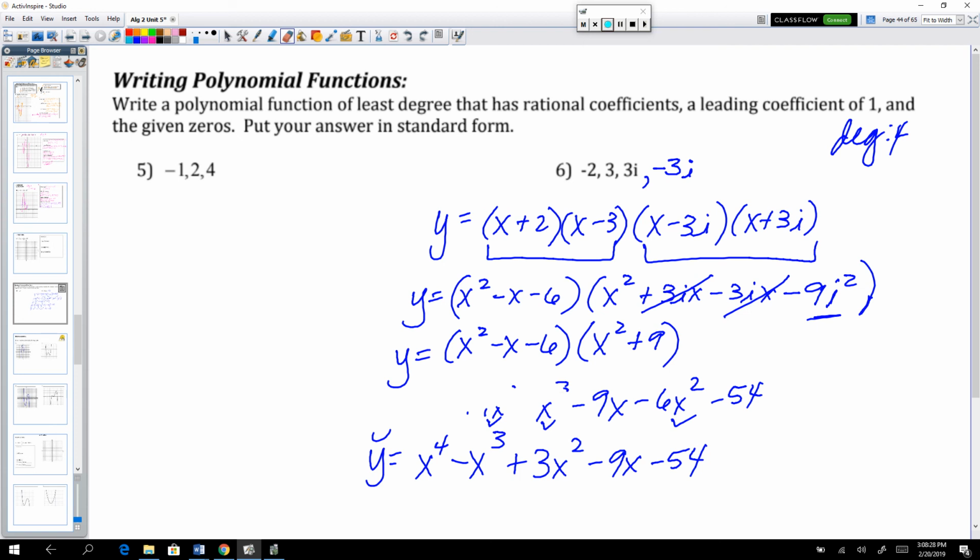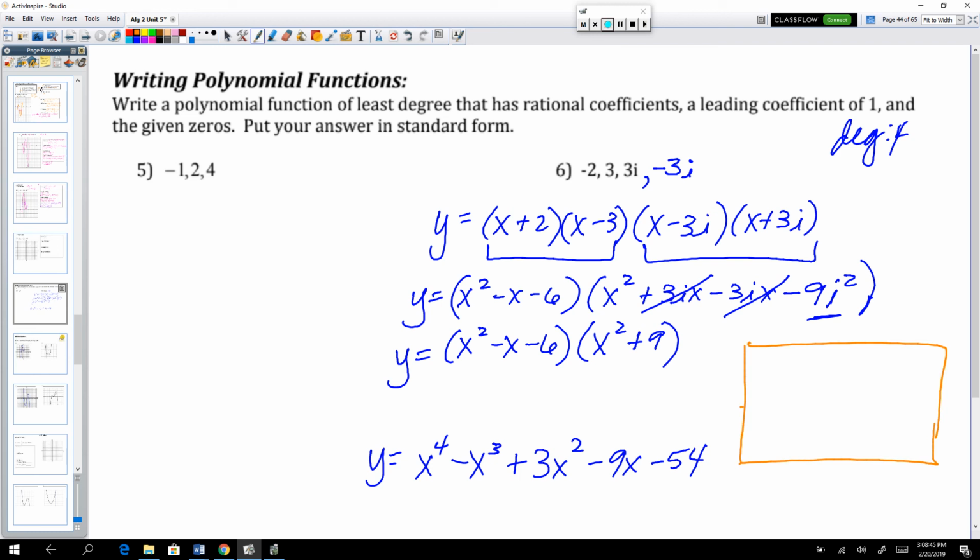Let's set up our box. And we will do a 2 by 3 box. It really doesn't matter which side gets the 2 and which side gets the 3, as long as you get everybody in there. So on the side we have x squared and a positive 9. Up top we have an x squared, a negative x, and a negative 6. Make sure that everybody's signs come along with them.